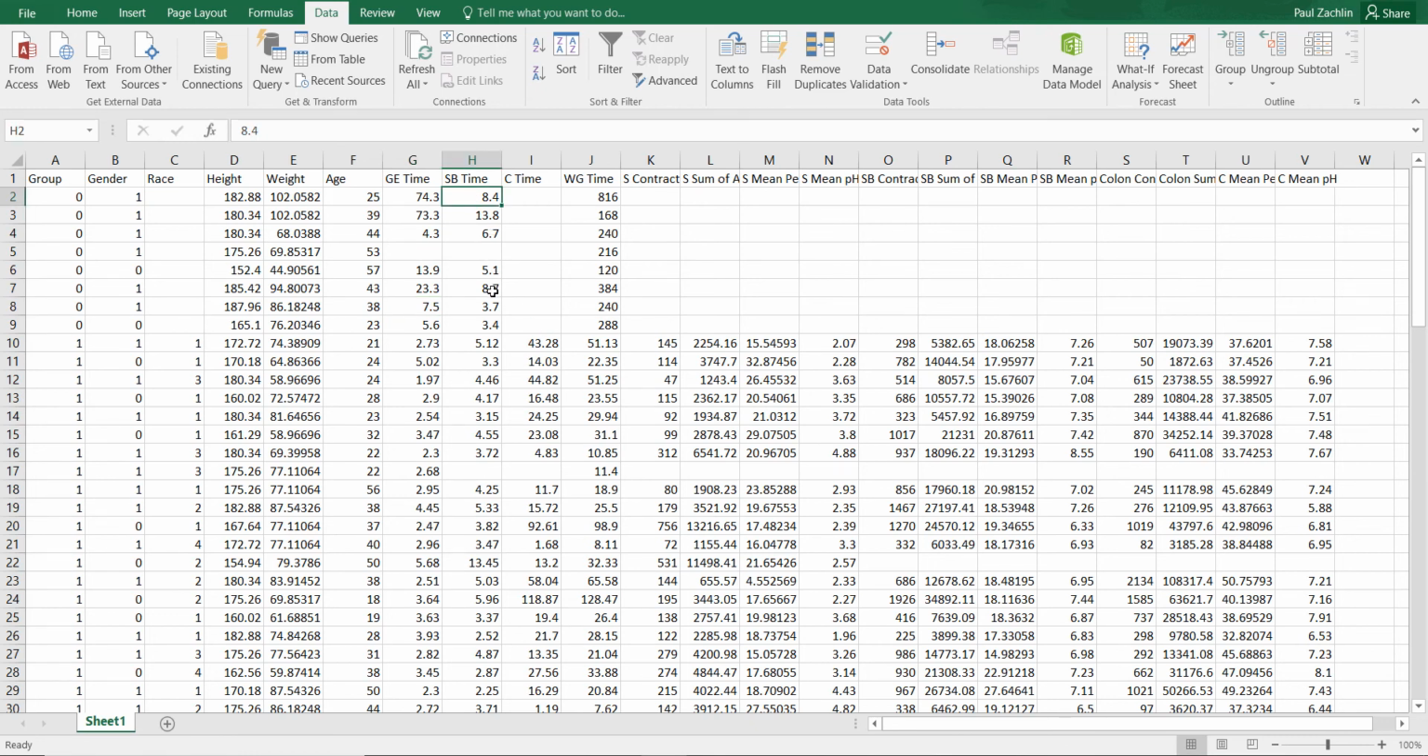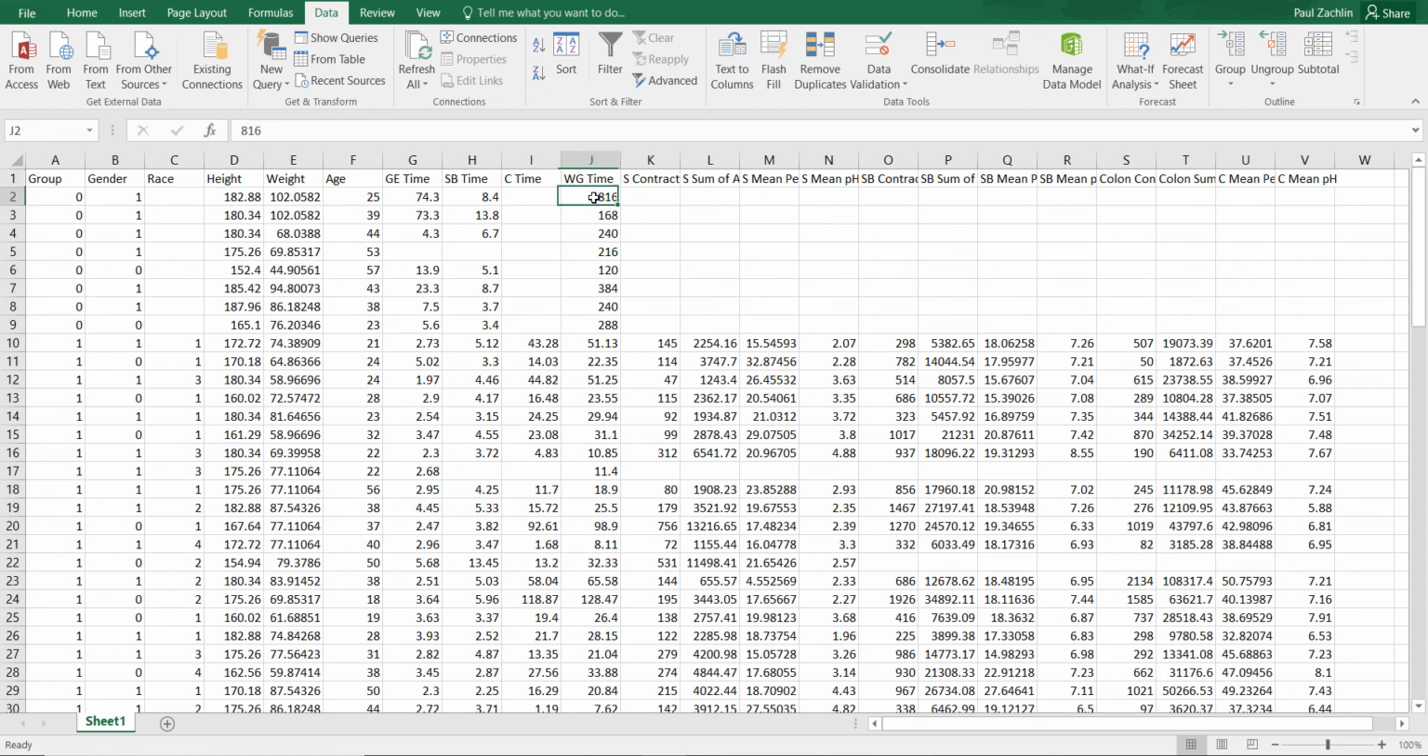SB time is how long it takes to go from the small intestine to the large intestine. C time is how long until you release it from the large intestine, the colon. They don't have any measurements on that, it looks like. Maybe the battery died. That was one issue they were having with the study, I remember. Sometimes you don't get all the data.